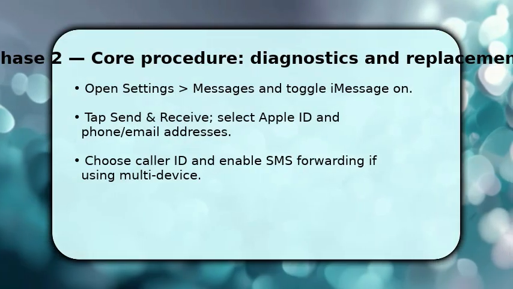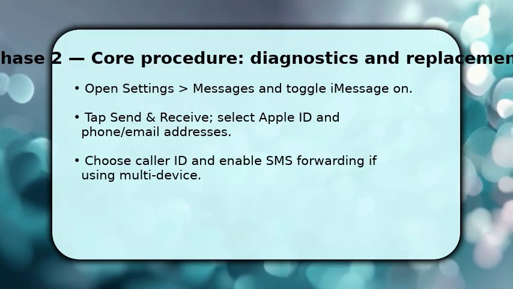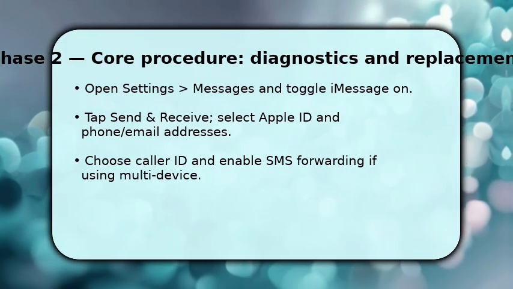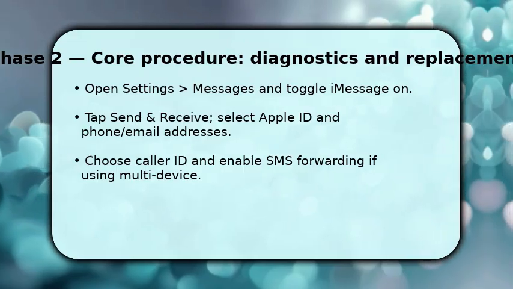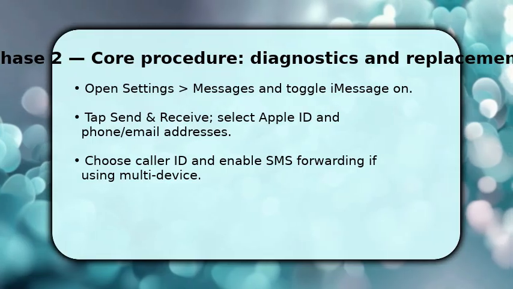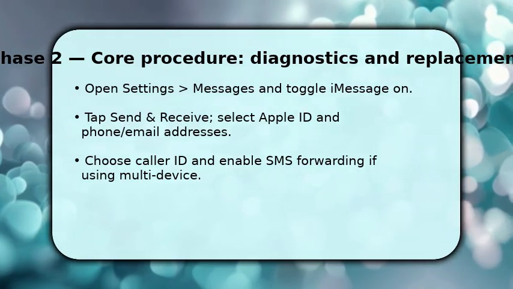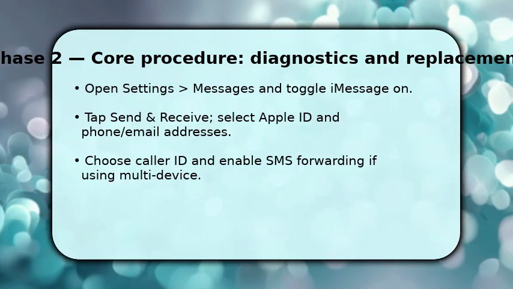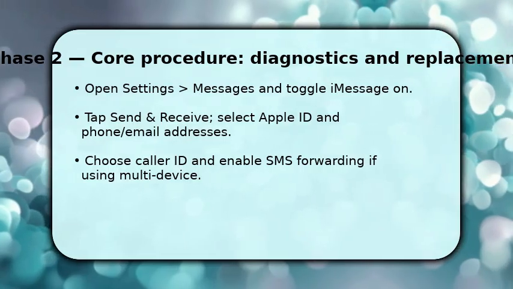Next, enable and configure iMessage. In Settings, Messages, turn iMessage on. It contacts Apple to register your device. Then tap Send and Receive, sign in with your Apple ID if prompted, and choose which phone numbers and emails will send and receive iMessages. Make sure your caller ID is set to the primary address or number you want.